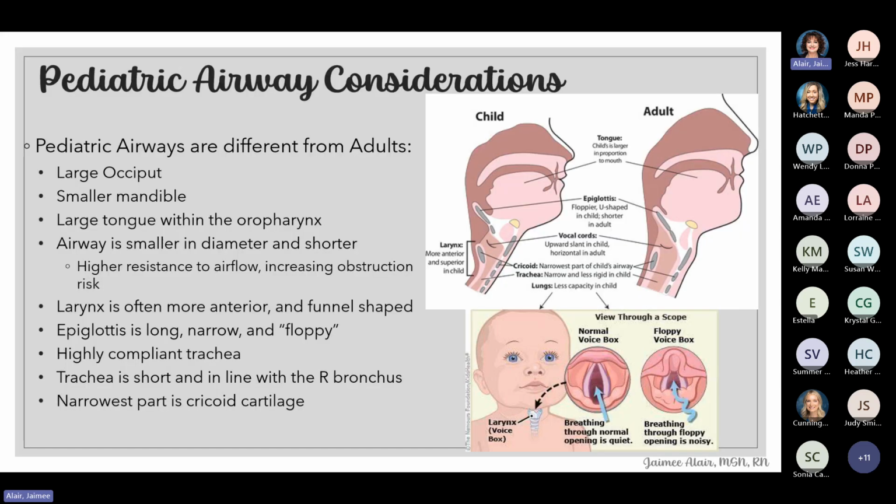When we're talking about respiratory and airway considerations, pediatric airways are a lot different than adults. They've got that big old head, they've got the small mandible, they've got a big tongue, and then their airway is smaller in diameter. So it's very easy to accidentally obstruct that airway with things like foreign bodies or whatever else the patient puts in their mouth.